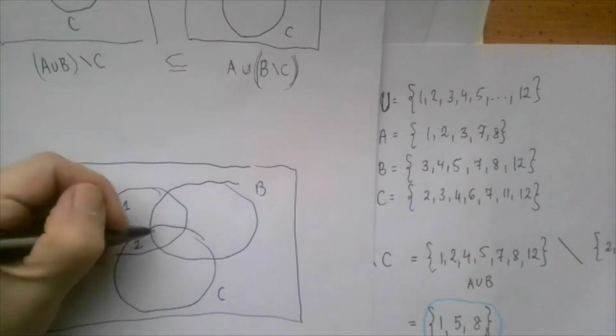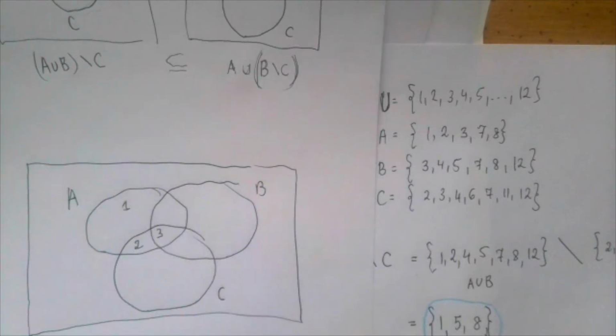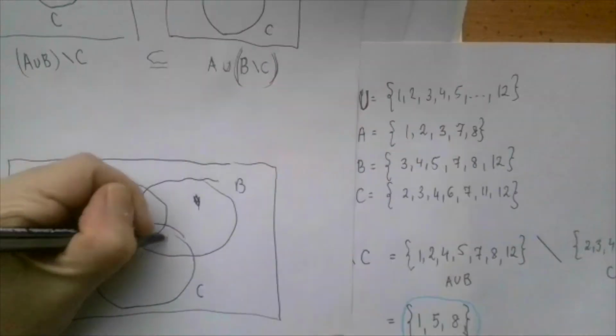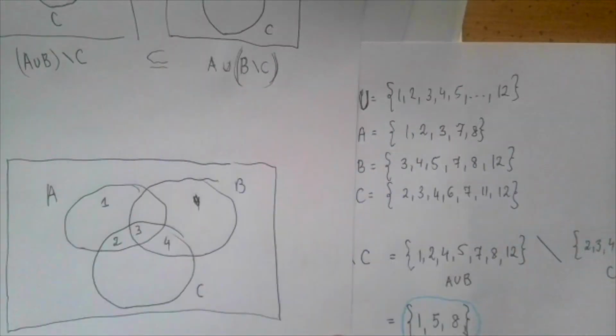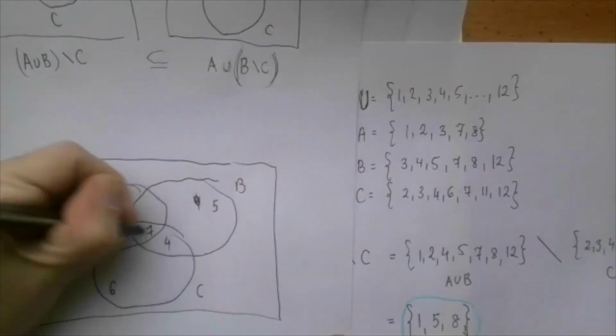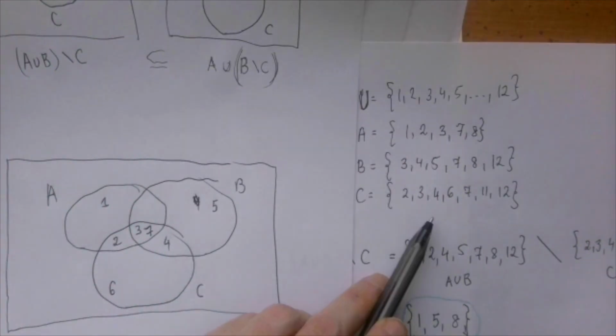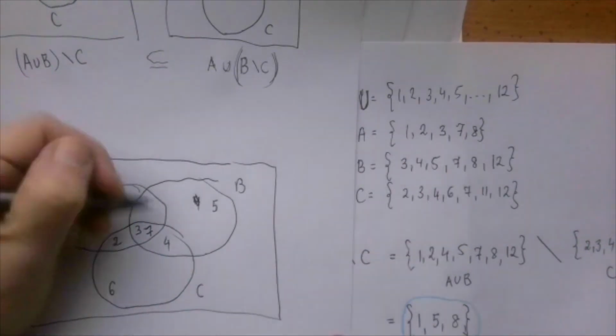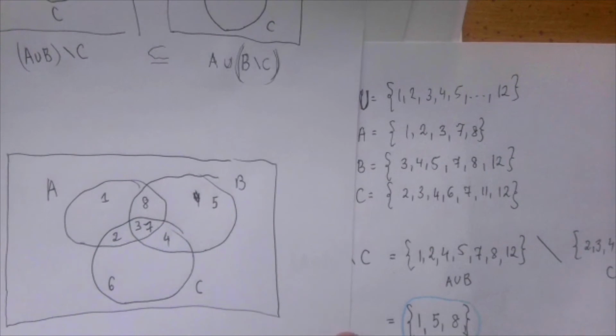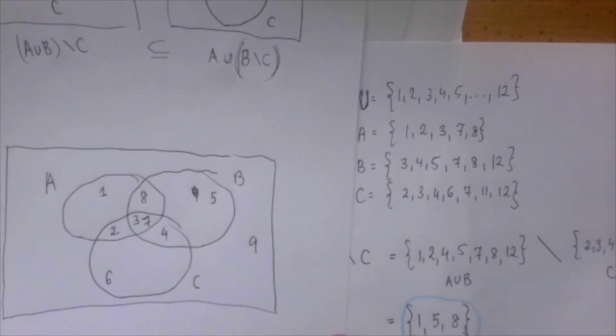3 is in all three, so it goes into the triple intersection. 4 is in B and in C. 5 is only in B. 6 is only in C. 7, it's in all three sets. 8 is in A and B, but not in C. 9 is nowhere to be seen, so it floats outside. Same story with 10. 11 is in C only, and 12 is in B and C only.